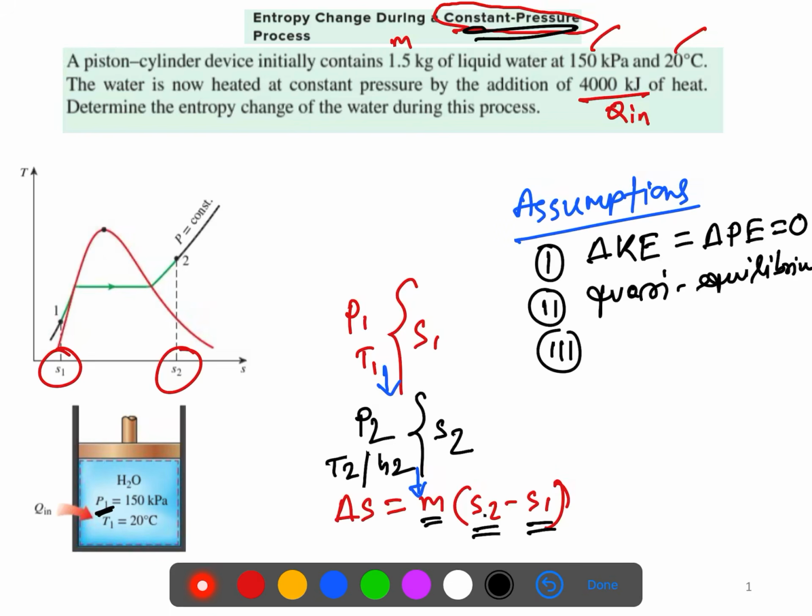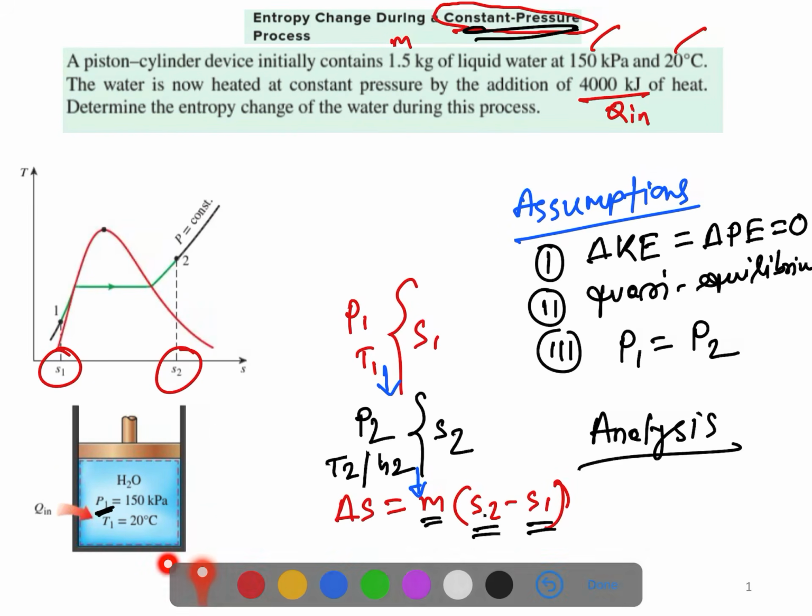For the initial phase, the pressure is given as P1. For the initial phase and the final phase, the pressure is constant, so P1 and P2 will be equal, right? It will not change. Now we will start with the analysis. If we consider this as the system, then we can consider it a closed system, because no mass crosses the system boundary during the phase change process. So no mass is crossing the boundary, so it is a closed system.